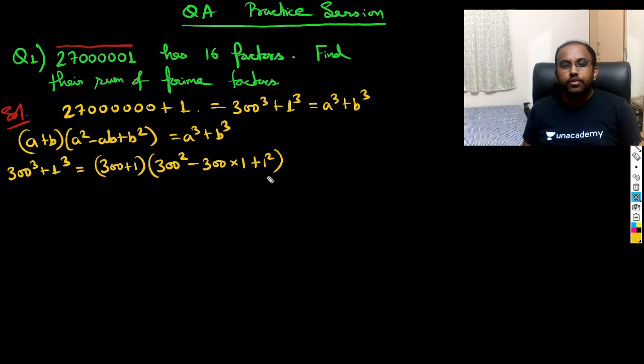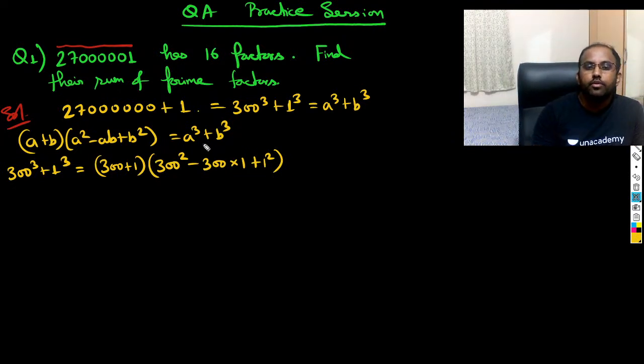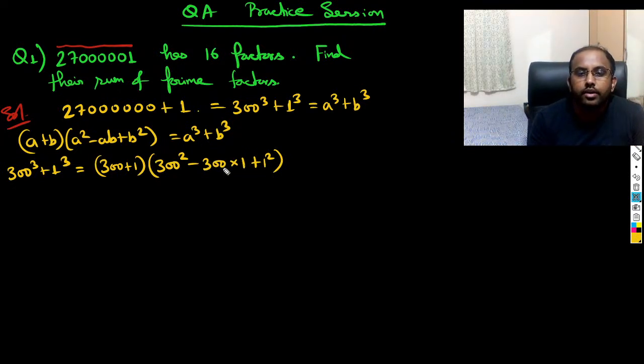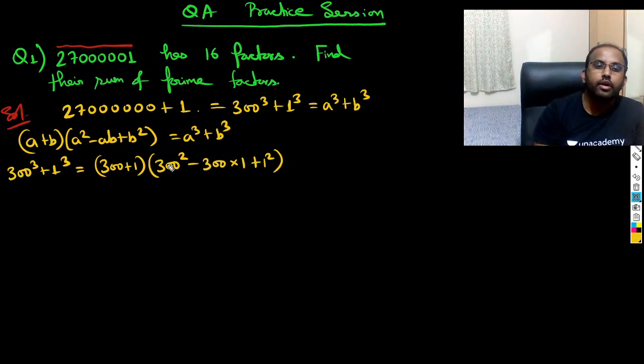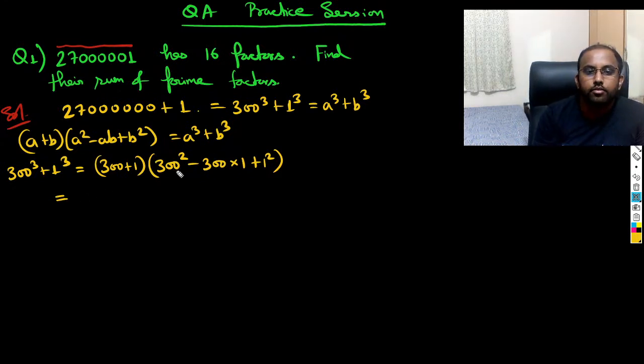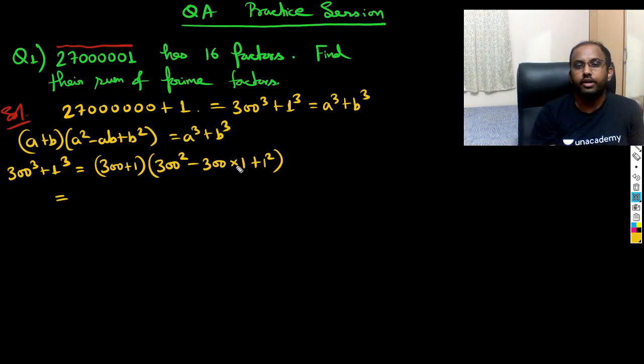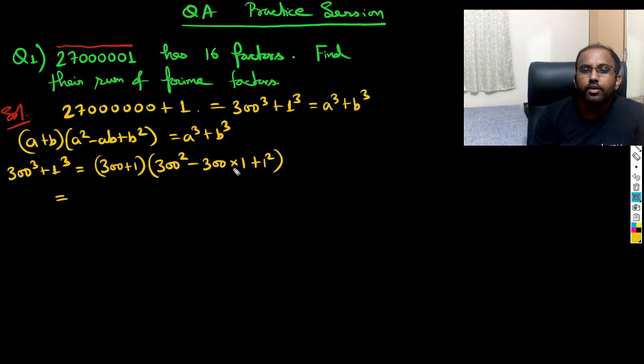Now, if you observe it, right, after this we just don't try solving it blatantly, right, because again you'll be back to the same problem here. So what I want to do here is make it 300 square minus 300 into 1 plus 1 square. So I'm just trying to factorize it, right? So I can sense it's of the form A square minus AB plus B square. It's of the form A square minus AB plus B square.